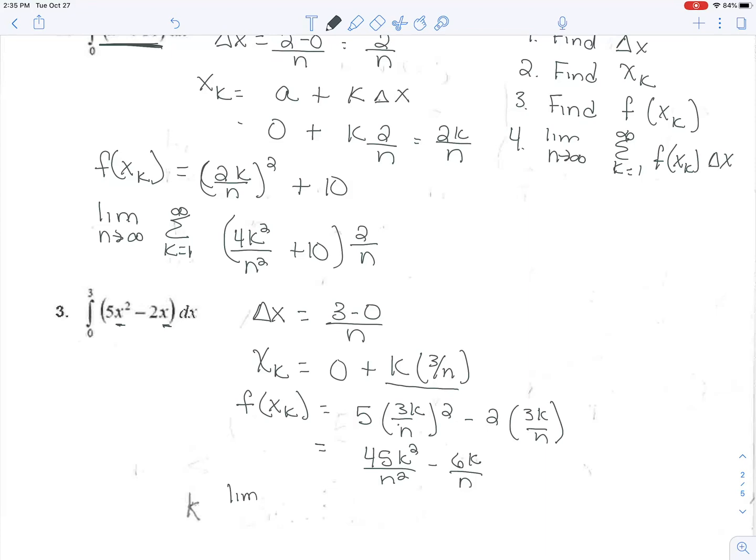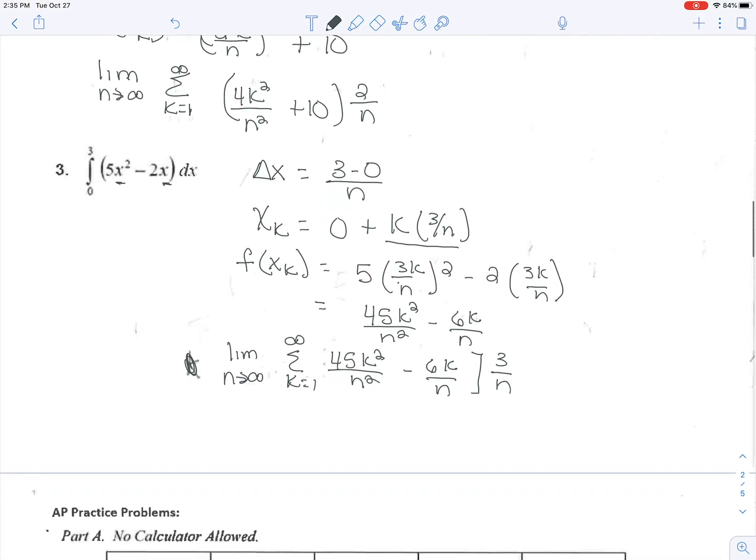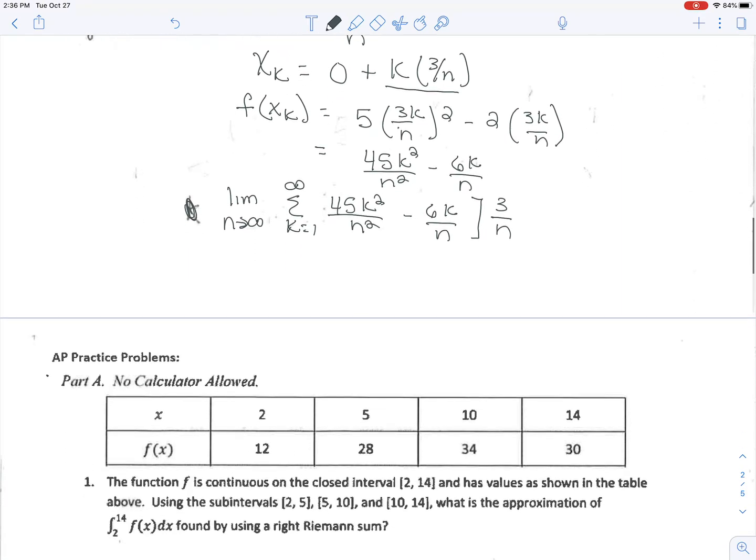So then we write that as a summation. So that's going to be the limit as n approaches infinity, k equals 1 going to infinity, f of x_k, which is 45k squared over n squared minus 6k over n. And I hope that's what you got. And we have to do all of that times delta x, 3 over n. Okay, boys and girls, so I hope you have got that as your answer.